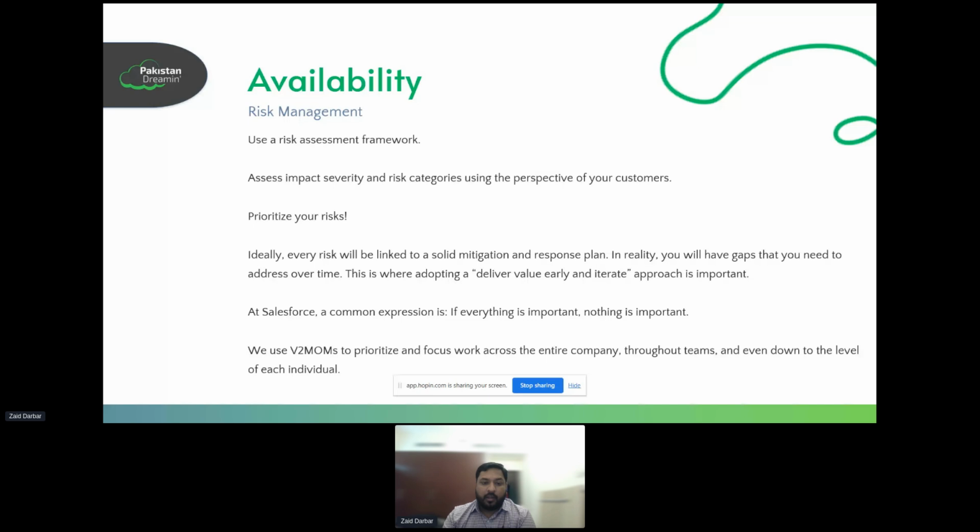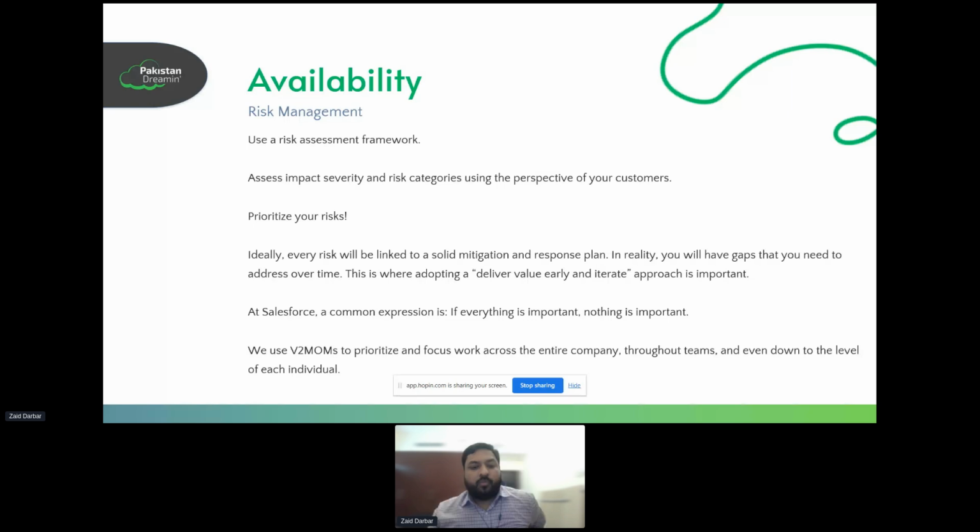Second thing, a lot of people that I've seen often think everything is important. They mark any issue, any risk that comes in as 100% important. That is not the case. Salesforce uses a particular framework called V2MOM. We will see in detail what it represents and how they do it.